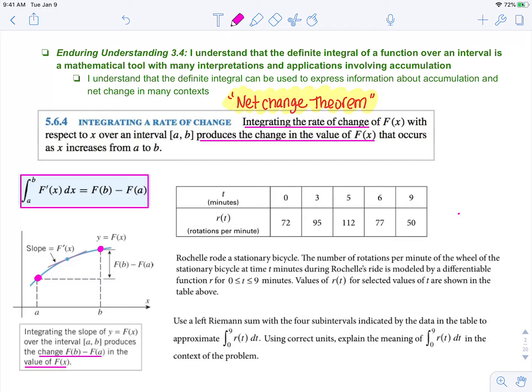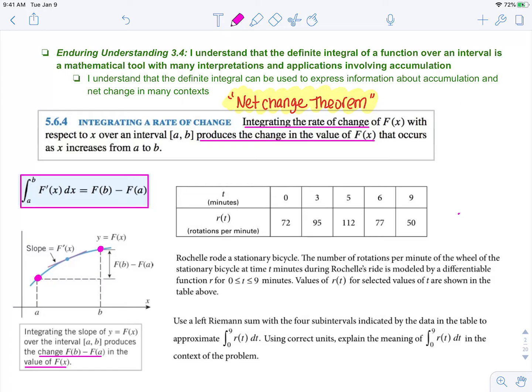over that given interval. Now that's really abstract. So let's get into a real life application of rate and change. We're back to Rochelle and her stationary bike. The number of rotations per minute of the wheel of the stationary bike are modeled by this differentiable function, r, between 0 and 9 minutes. Selected values of r are shown in the table above.